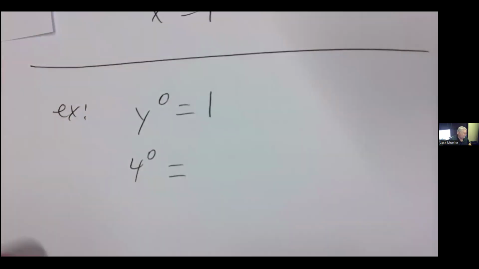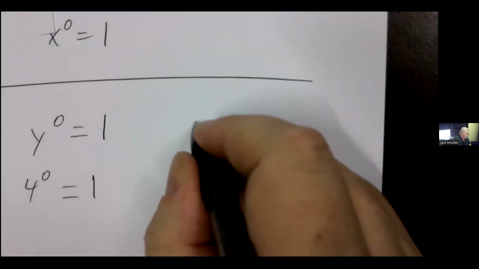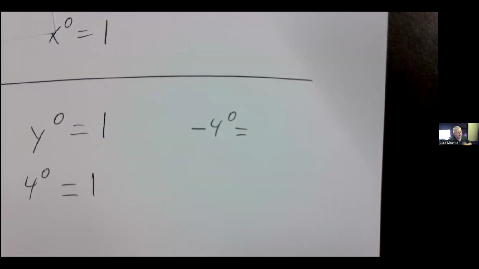So what if I give you negative 4 to the 0? What is that?